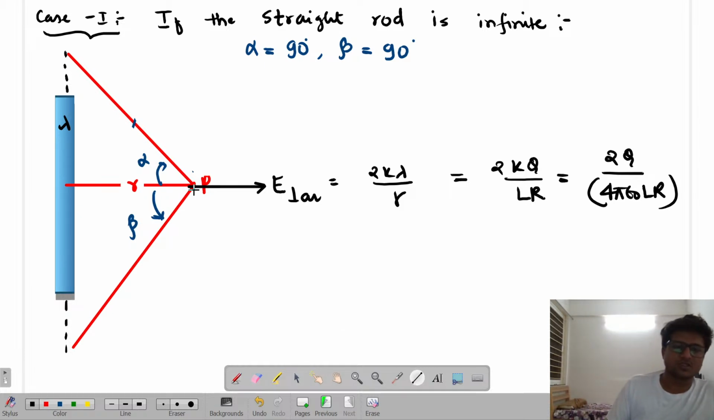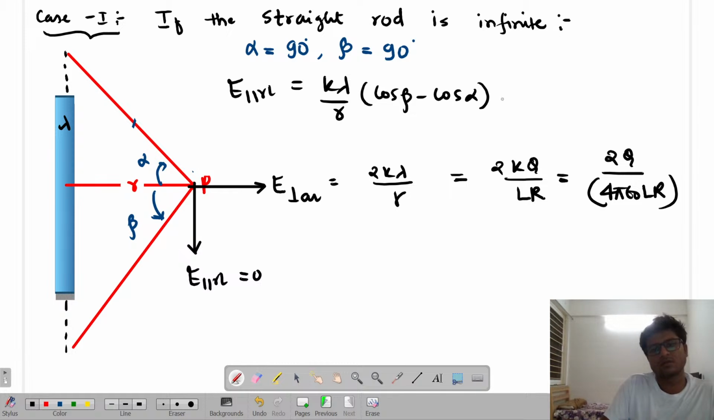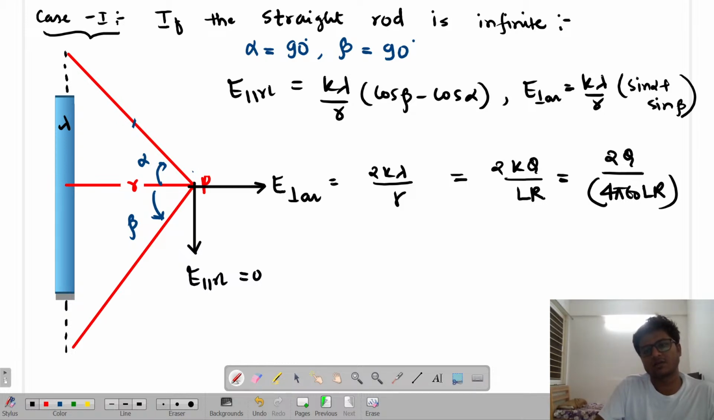E parallel is how much? 0. Because E parallel has a formula k lambda by r, cos beta minus cos alpha. And E perpendicular is k lambda by r, sin alpha plus sin beta. है कि नहीं? पूरा कॉन्सेप्ट क्लियर हुआ?